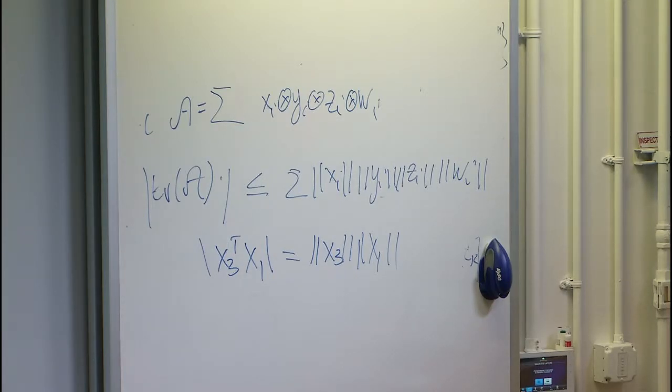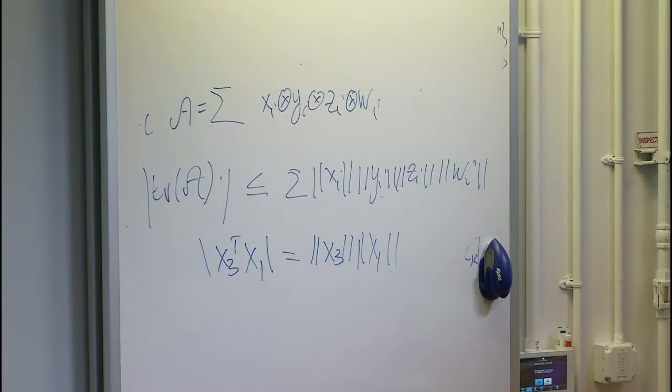So here we have a simple corollary: a bipartite density matrix is separable if and only if its nuclear norm is one, because the trace of a separable state is one, and the nuclear norm must be greater or equal. So equality holds only if it's separable. So this is very nice. You see why the nuclear norm is important.